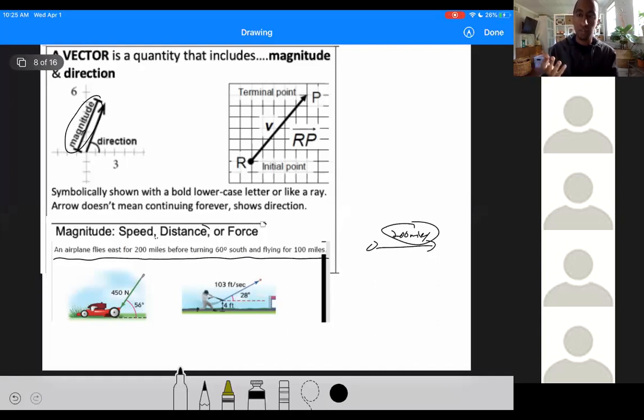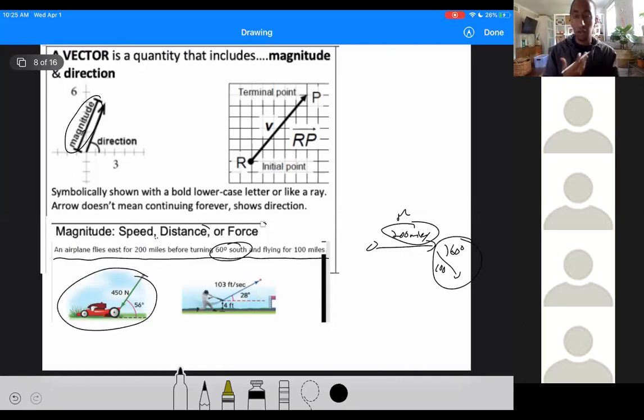Which therefore makes that a vector because you have a component of magnitude and you have a component of direction, okay? And then turning 60 degrees south, that would be a separate vector. That's this angle, 60 degrees, 100. So this is a separate vector in which your direction component is there, 60 degrees. Your magnitude component is there, 100 miles. That's one example in the context of distance being your magnitude.